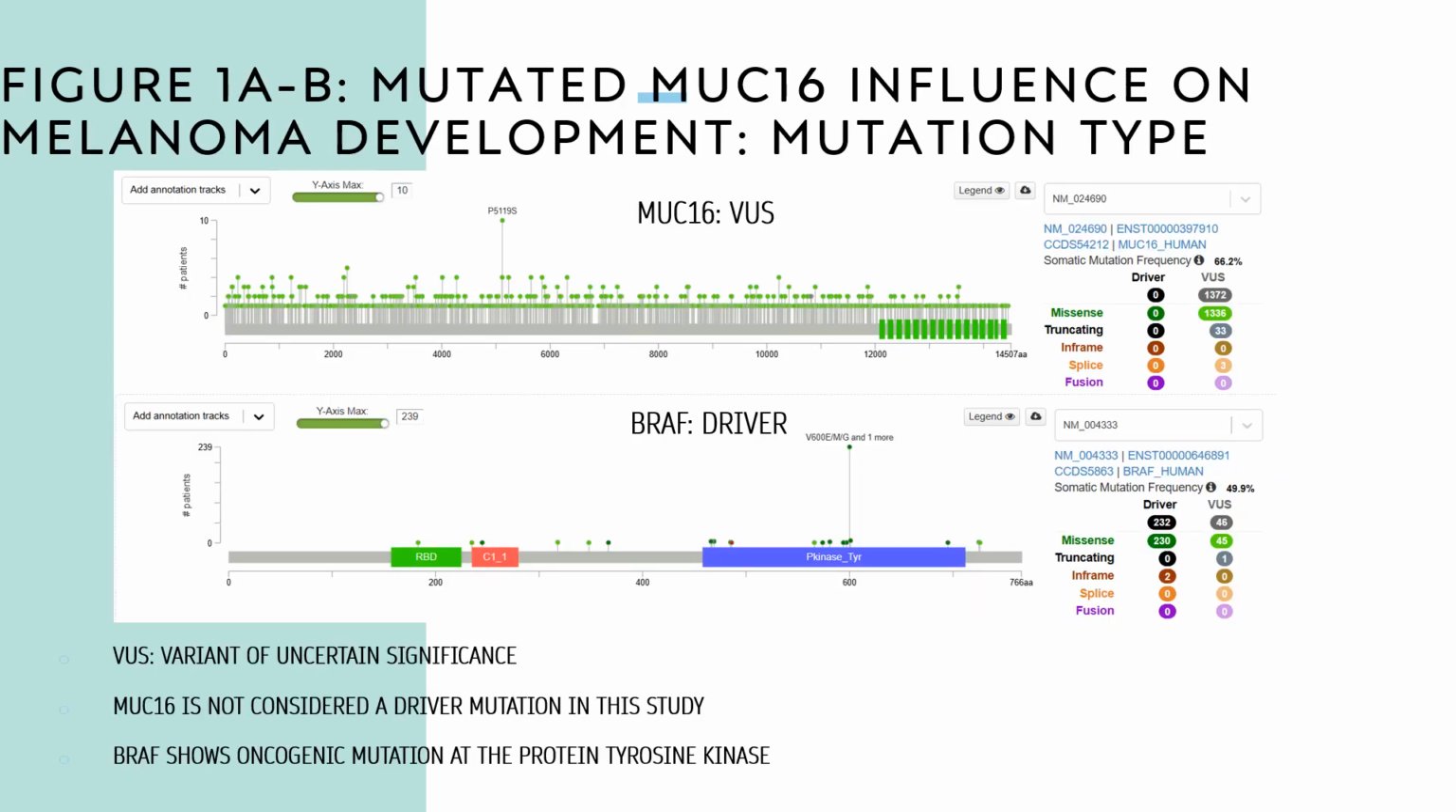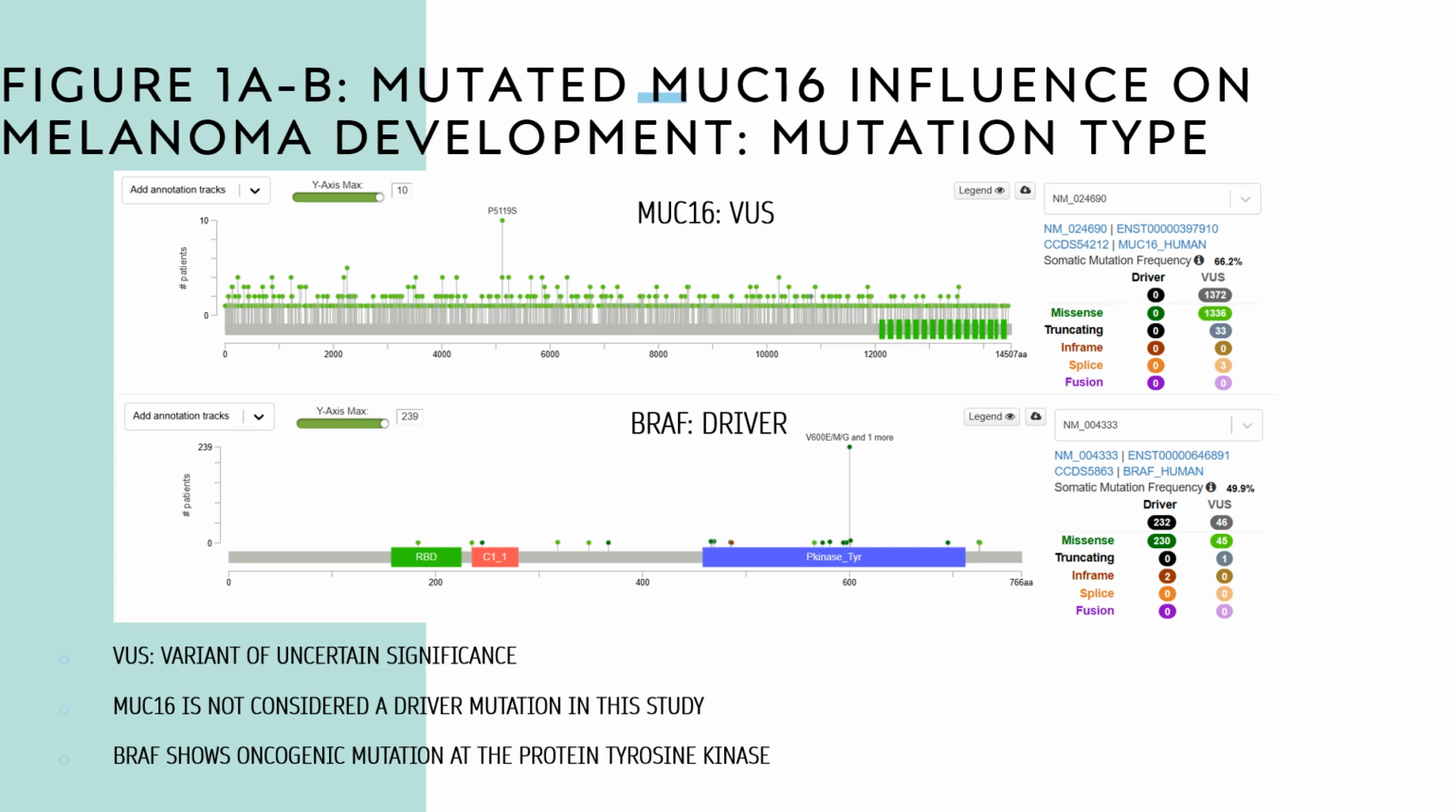So the first piece of information that I wanted to focus on was what type of mutation the MUC16 gene acts as in a melanoma patient. As you can see from the top figure, the MUC16 mutated gene doesn't act as a driver towards cancer or have any oncogenic nature. It actually acts as a variant of uncertain significance, indicating that it doesn't really follow any specific pathway that promotes cancer in these patients.